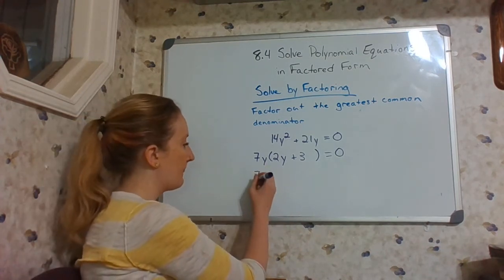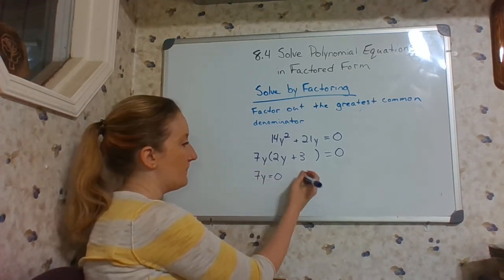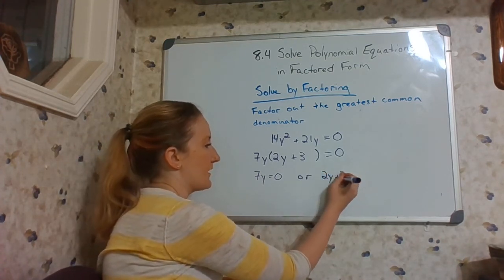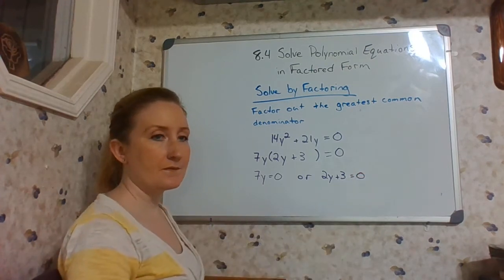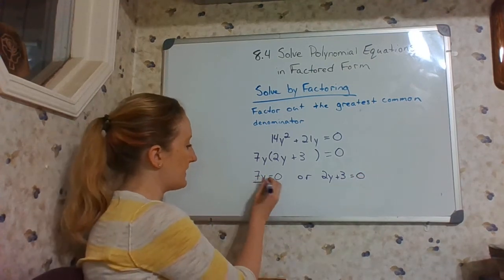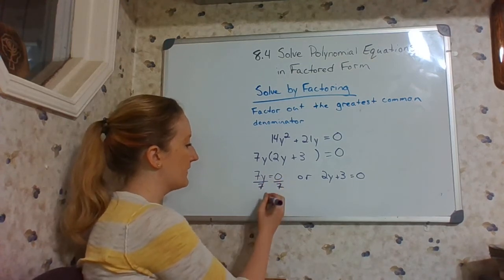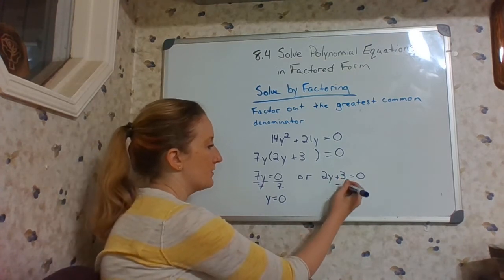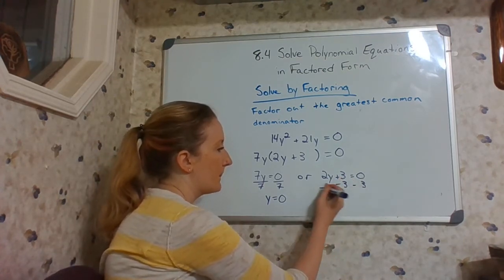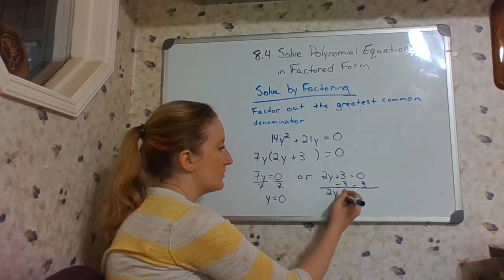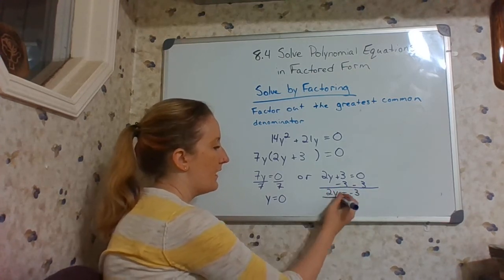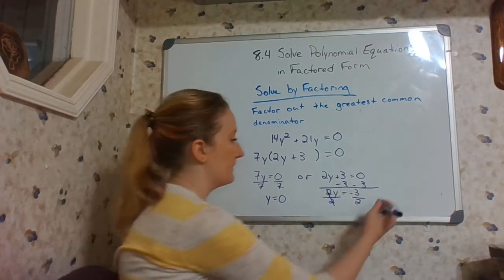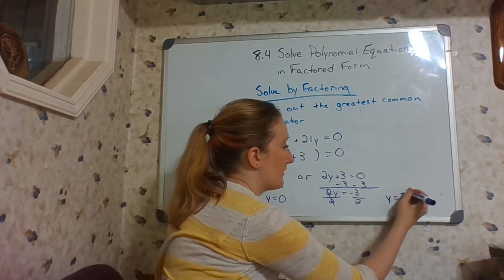So we have 7y equals 0, and we have 2y plus 3 is equal to 0. We divide both sides of the first one by 7 so that we can get the y by itself, and have y equals 0. And here, I'm going to start by subtracting 3. So we have 2y is equal to negative 3. And then we'll divide by 2. And we get for our second possible answer, y equals negative 3/2.